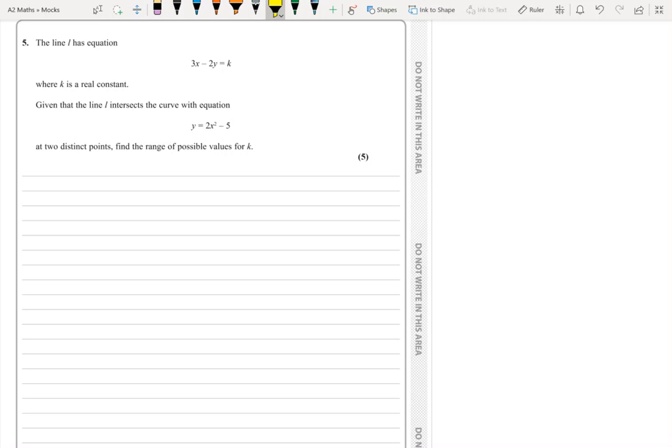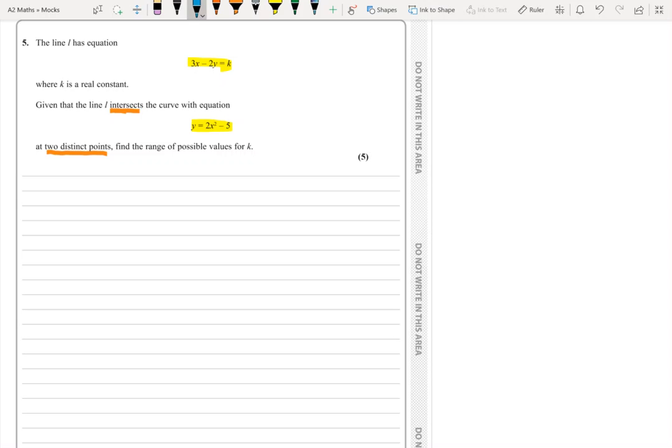We should be good at spotting these kind of questions. We've got a line given to us with one equation. We've got a curve with another equation. The question talks about intersections, and importantly, it says they intersect at two distinct points. Okay, so if a line and a quadratic intersect at two distinct points, we're going to be thinking about the discriminant. Now, we need to do a bit of work before we get there.